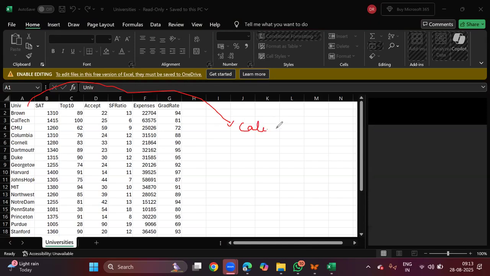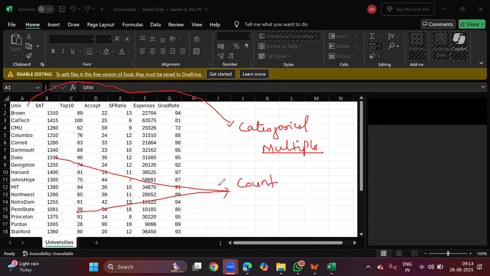This is categorical. In that, multiple I can write. Am I audible? Yeah, ma'am. Correct? Are you with me? SAT score, it's count data, no? Score cannot be continuous. This is also count. Acceptance ratio is also count. Student faculty ratio also count. Expenses is continuous. Graduation rate is also continuous. Correct?